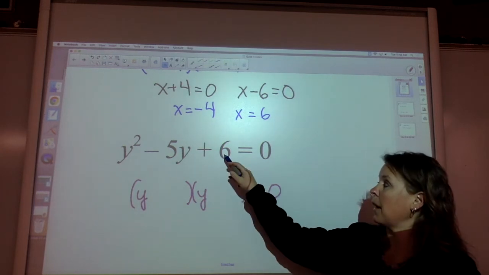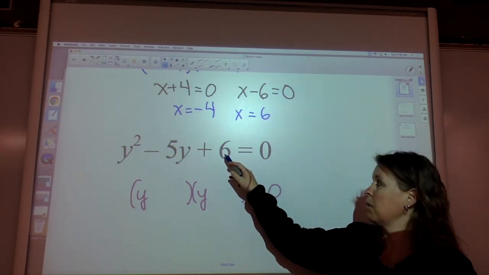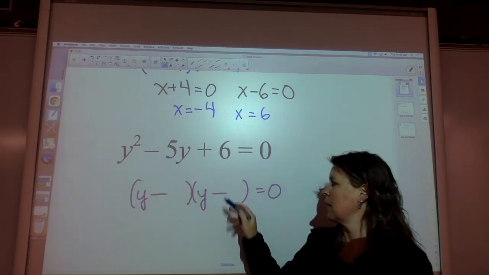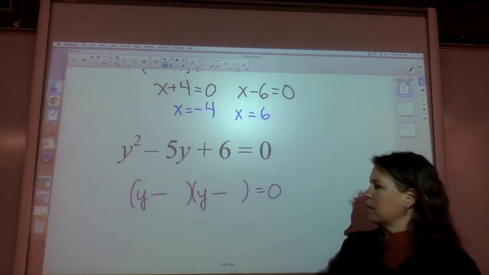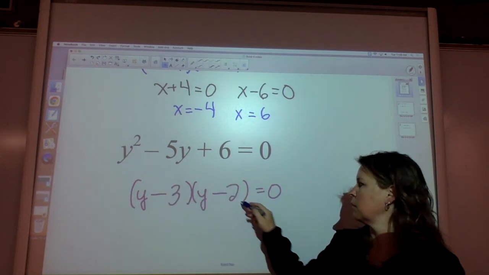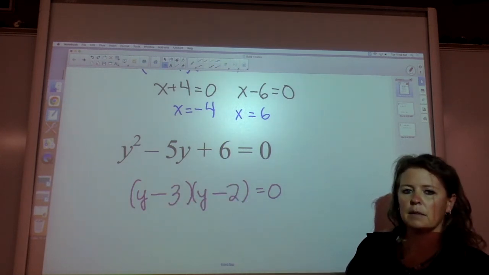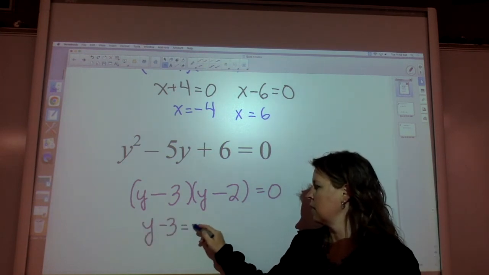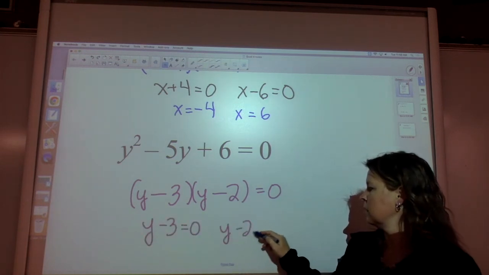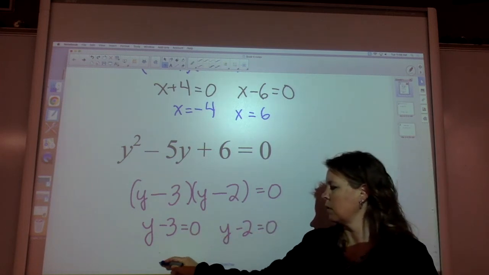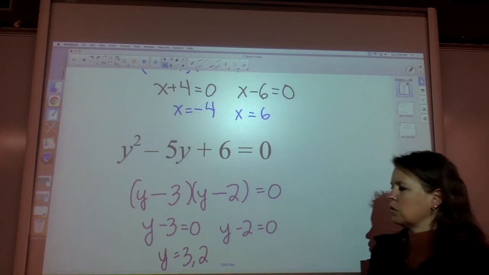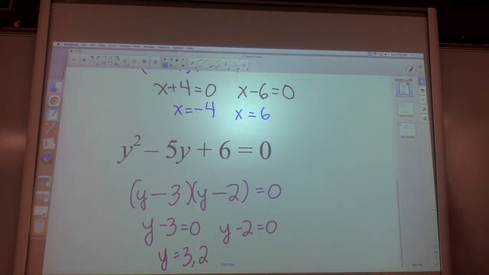This time, your back number is positive. So it could be plus times plus. But your middle number is negative. So it has to be a negative times a negative equals a positive. Two factors that multiply to make 6, but add to make negative 5. Set each factor equal to 0 separately. And when you solve this one, you get y equals 3. And when you solve this one, you get y equals 2. That's basically what you're learning.